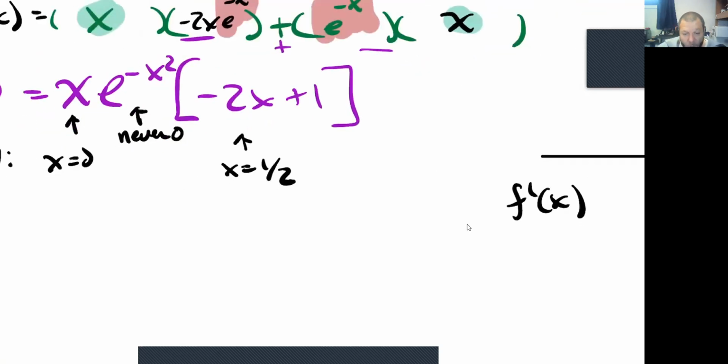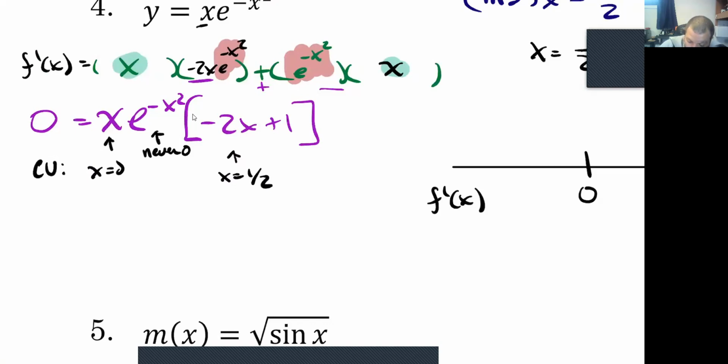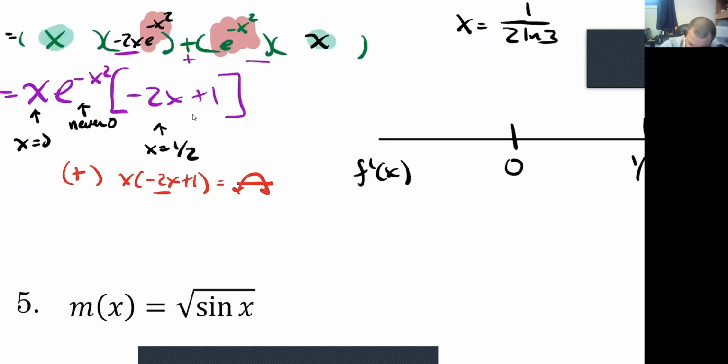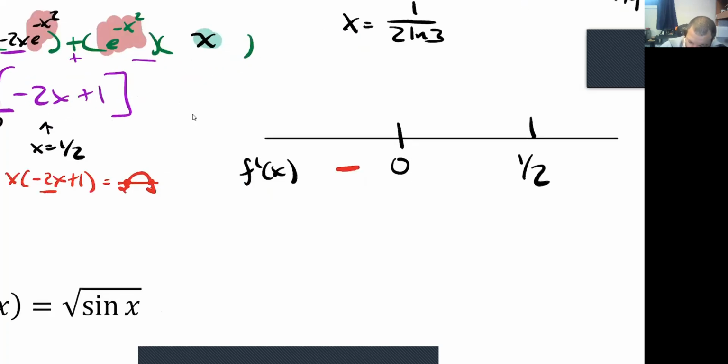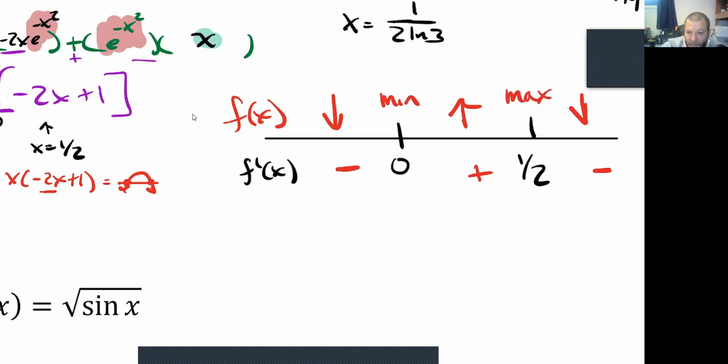All right, so let's see. So we know that e to the negative x squared is always going to be a positive number. So this means that our function is now looking like x times negative 2x plus 1, right? This is a quadratic that opens downwards because of this negative 2x. I just don't feel like plugging in numbers, like negative 1 or something, right? So we know that this is going to have two x-intercepts, 0 and 1/2. So we're negative, positive, negative. So we're decreasing, increasing, and then decreasing for f of x. Right, so that means that we're going to have a min at 0 and a max at 1/2.